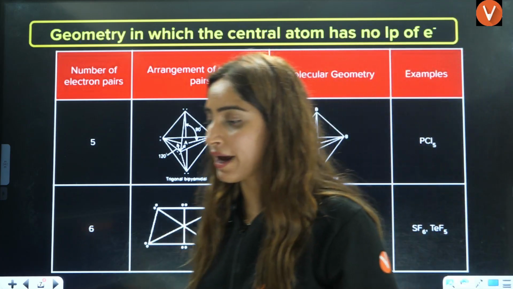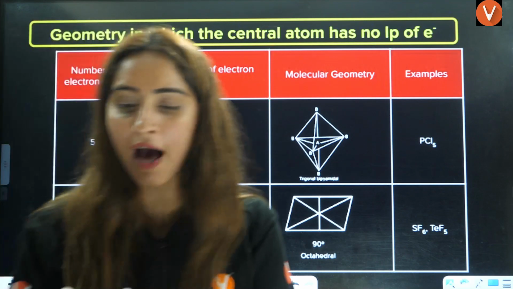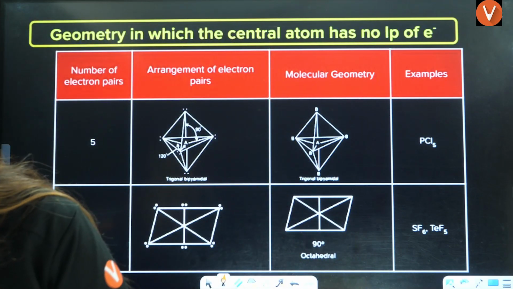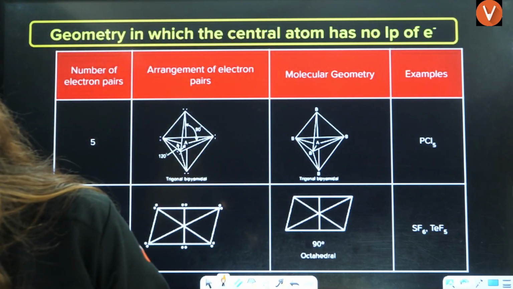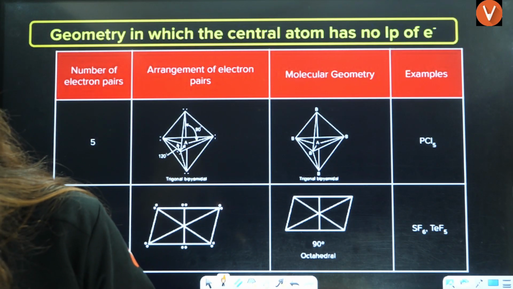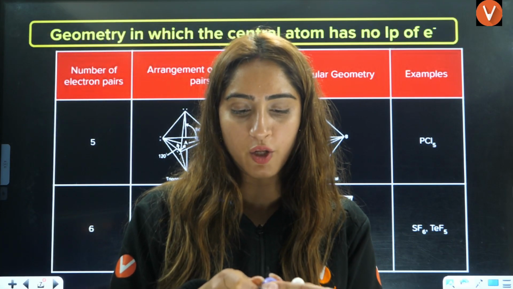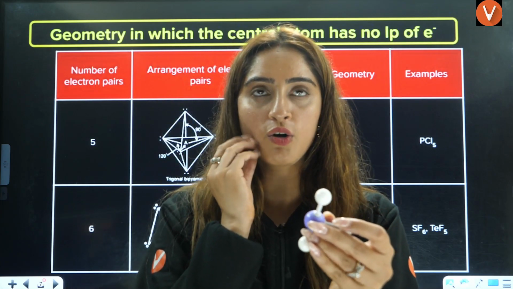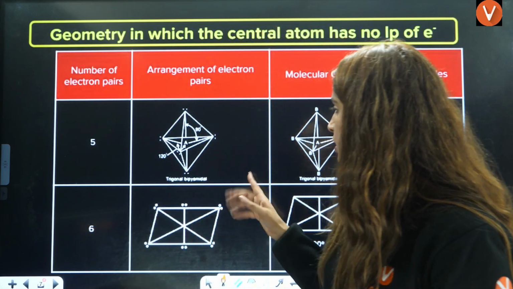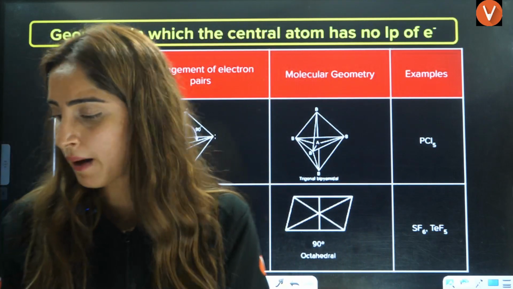Next we have trigonal bipyramidal. In trigonal bipyramidal, let's say you have a trigonal plane. I'm going to make a trigonal shape first. That is the trigonal shape that you will have, right? This is trigonal bipyramidal. Let us see what trigonal bipyramidal basically is.